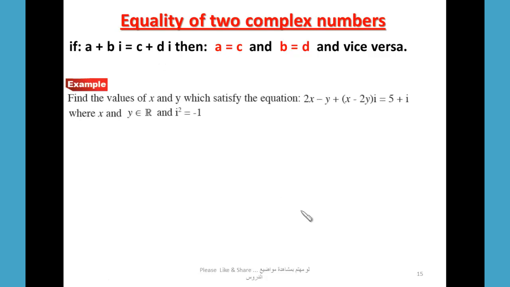Example: find the values of x and y which satisfy the equation (2x minus y) plus (x minus 2y)i equals 5 plus i. In this equation, we have two sides, the left hand side and the right hand side. In the left hand side, the real part is 2x minus y, and the imaginary part equals x minus 2y.